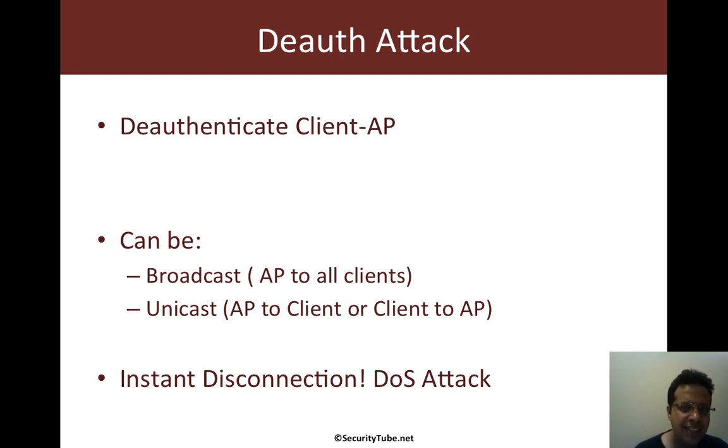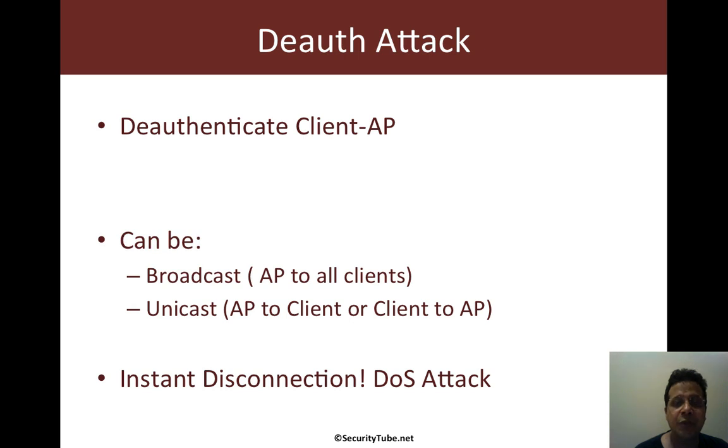Now, deauth packets can be broadcast, which is typically when the access point sends it to all connected clients and tells them to basically deauthenticate and maybe reconnect, or unicast, which is either sent from a client to an AP or an AP to a client. Now, the aftermath of a deauth attack is pretty much instant disconnection. It is almost always used as a DOS attack and is a very potent attack in the sense that you'd pretty much not have clients being able to connect to an access point while a deauth attack is ongoing.